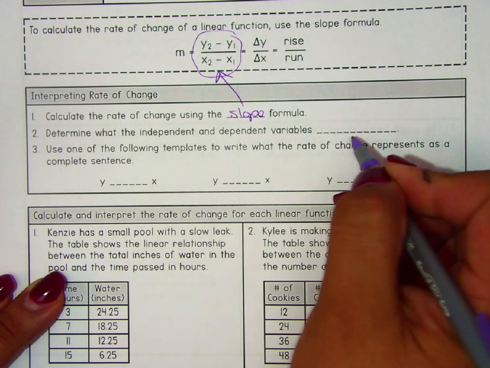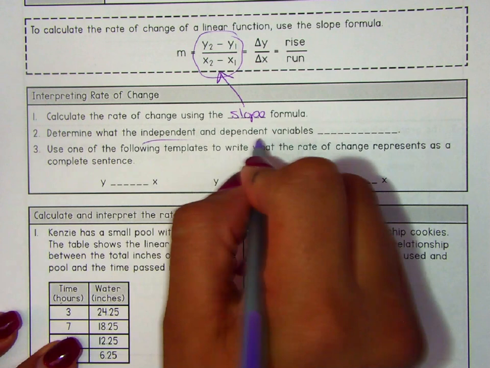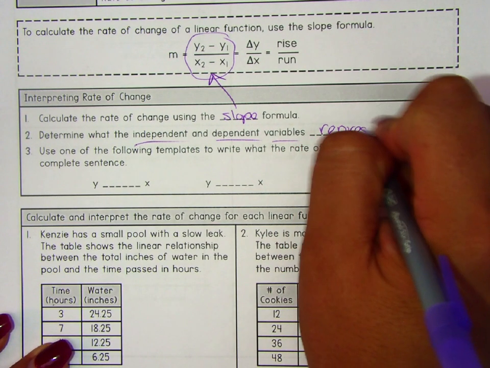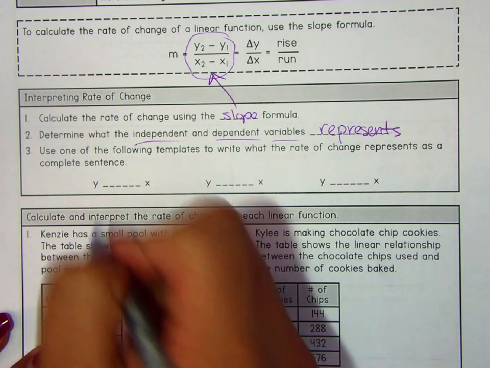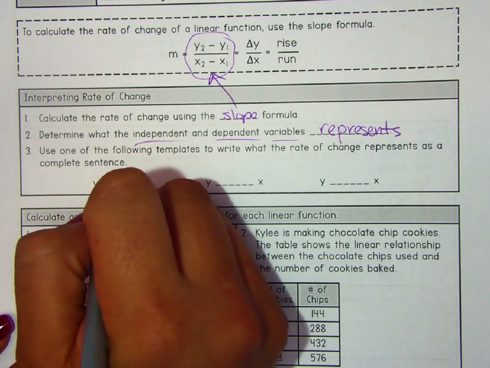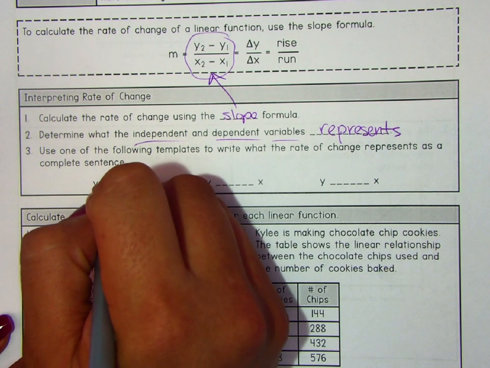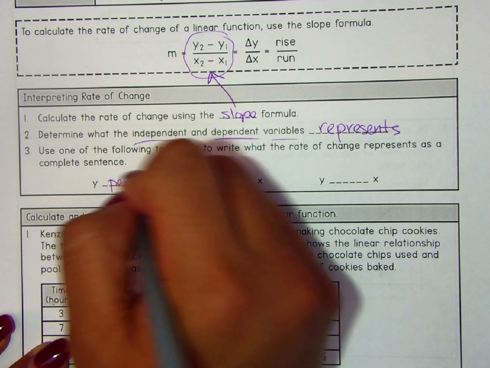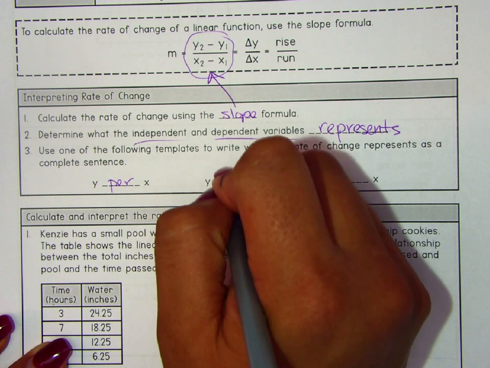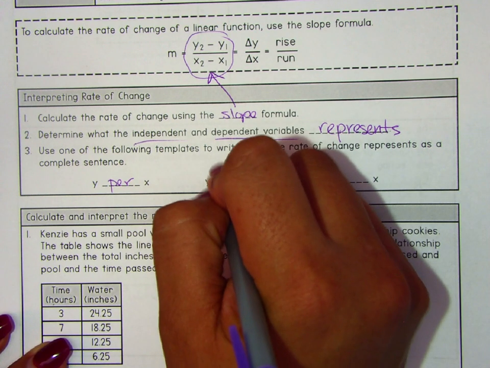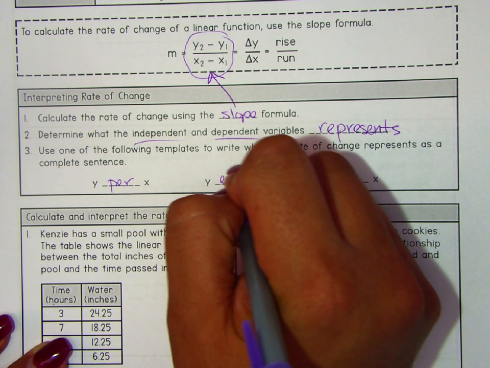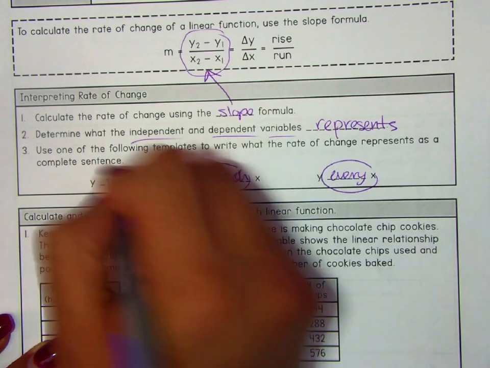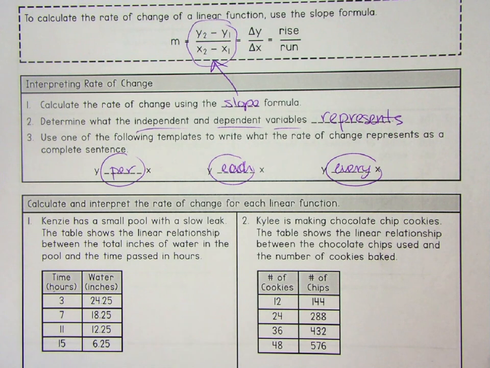You're going to determine which one is the independent or dependent variable, so you can ask what that slope represents in the situation. And then the keywords you're going to look for or use are y per x, or something per something, like per apple, per car, or for each, or every. So these are the keywords that will tell you this is your rate of change.